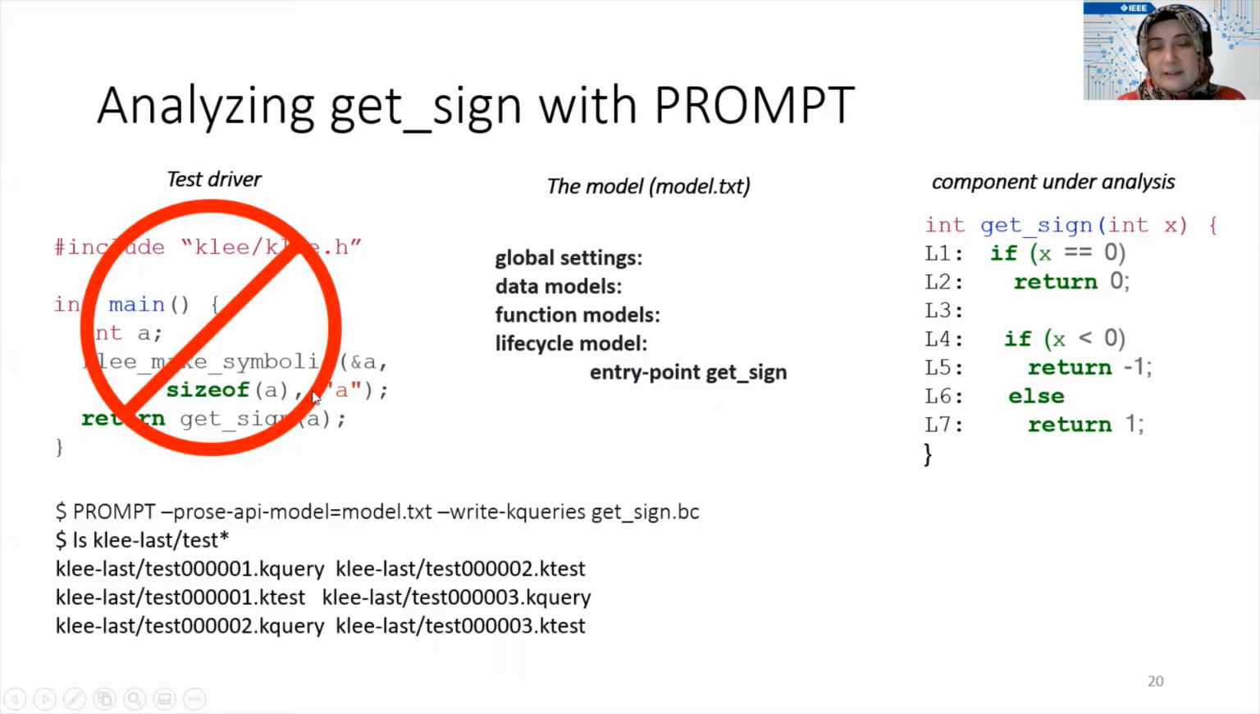Although this is something very simple, right, for this very simple function. But as we start analyzing real-world systems and their components, writing a test driver again is really challenging. Whereas, assuming that we have some understanding of that API, we can give some directions to PROMPT, and it will analyze the component according to the model. We will give more examples so this will become clear.